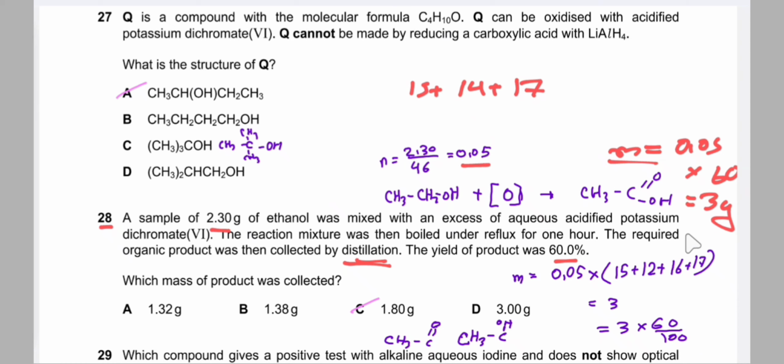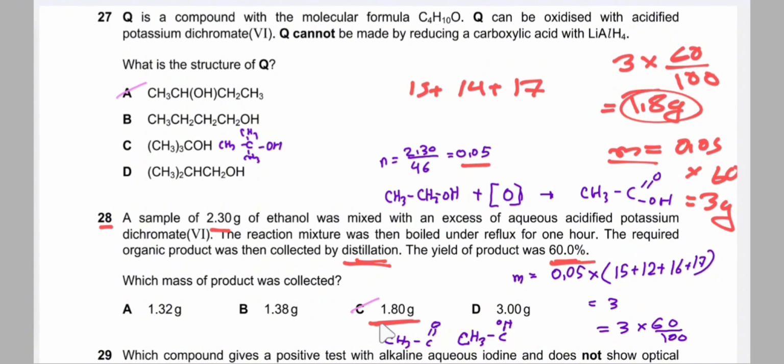So this is the mass of the product, but here the yield is given as 60%. That means 60% of the product is formed. So 60% of the mass comes to be 1.8 grams. That means this is the mass of product that is actually formed. So the answer is C.